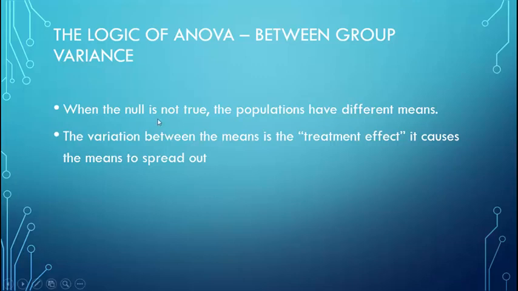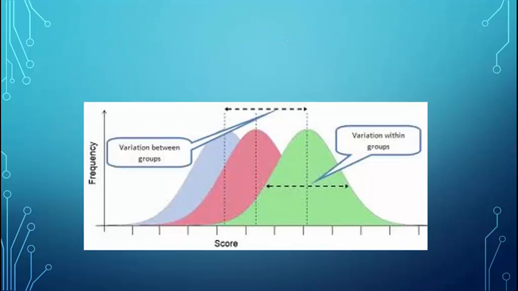When the null is not true, when our independent variable does have an effect, then we're saying that the populations have different means. And the variability between the means, the fact that some groups have low means and some groups have high means, that's what we call the treatment effect. It causes the means to spread out. Okay, so this is the between group variability, and you can see this picture is depicting the difference between the means of these three distributions. That is between group variability.